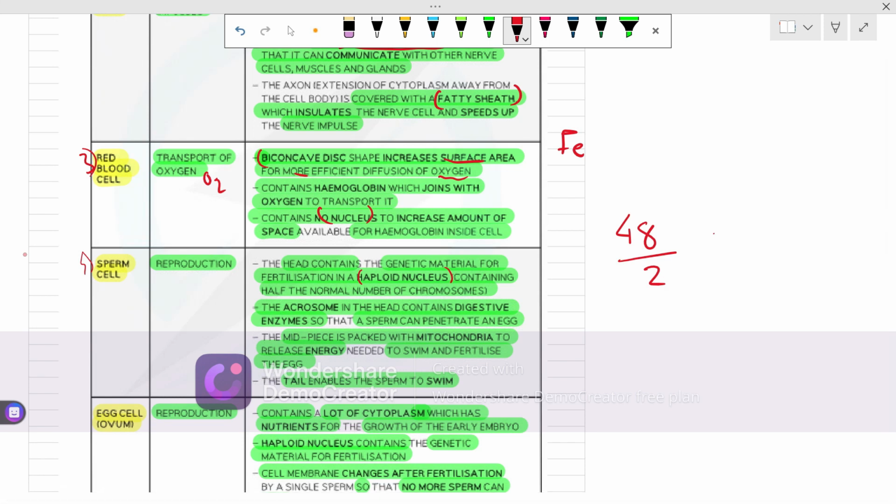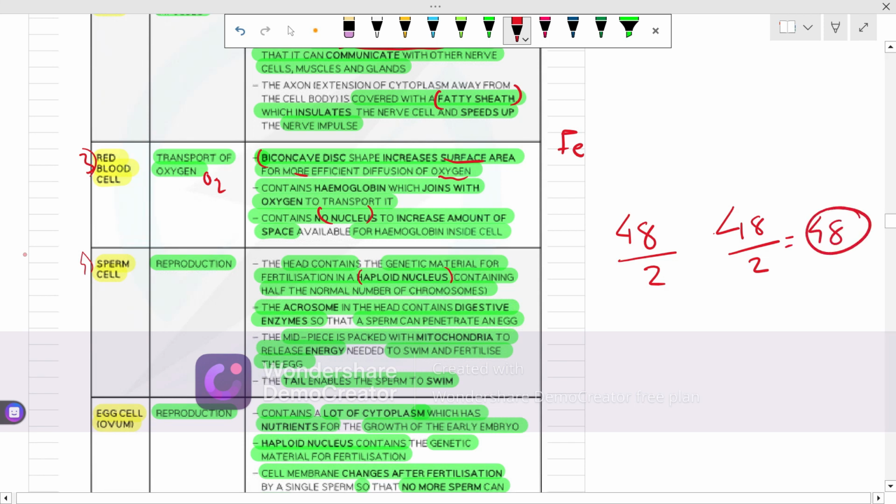Because this combines with another cell containing half the number of chromosomes, which is the egg cell, to give a full number of chromosomes for a human body. The second adaptation is that the acrosome in the head contains digestive enzymes, so the sperm can penetrate an egg.